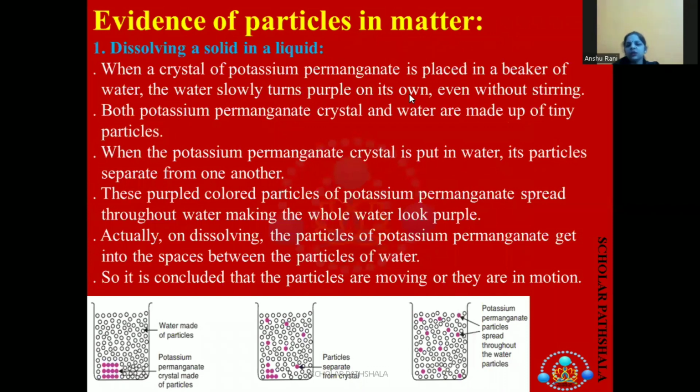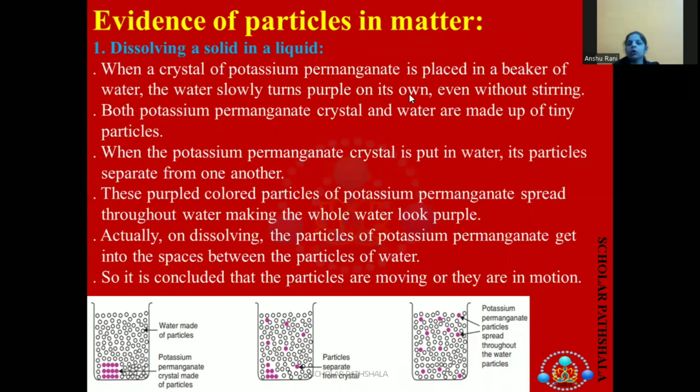When you dissolve something, like you have a beaker full of water and you take 2-3 crystals of potassium permanganate and dissolve them in it, what happens? The whole solution turns pink in color. If you take 2-3 drops of blue or red ink and dissolve that ink into a glass of water, the whole water turns colored. Why so? Because it is miscible, they get mixed up.